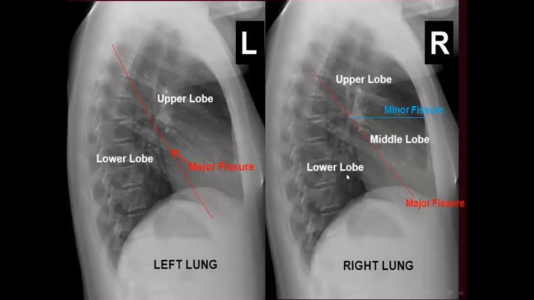This is the right lung, lateral view. This is the minor fissure, and this is the major fissure. We have the upper, middle, and lower lobes. In the left lung, there is only the major fissure, dividing the left lung into upper and lower lobes.